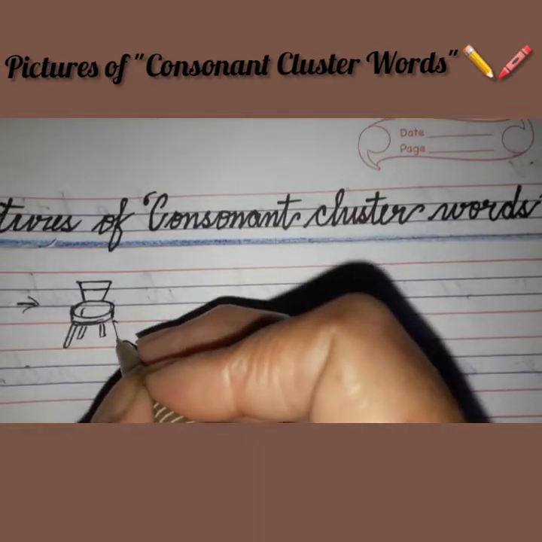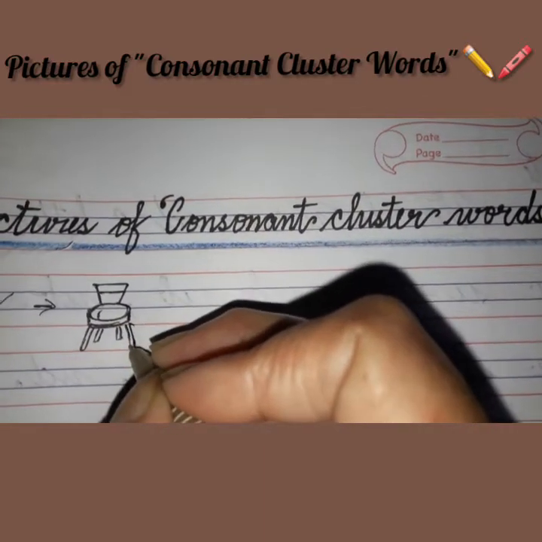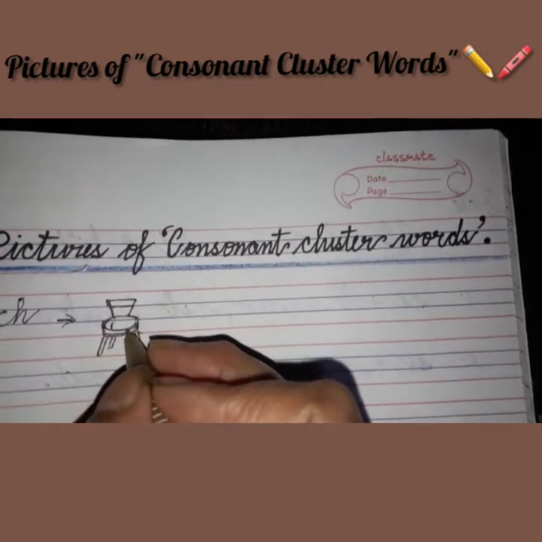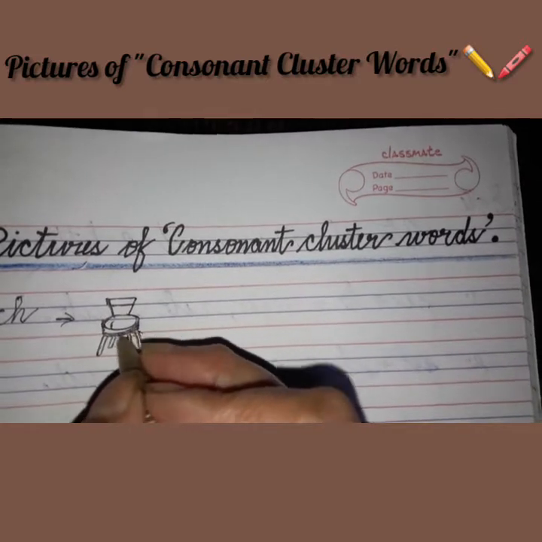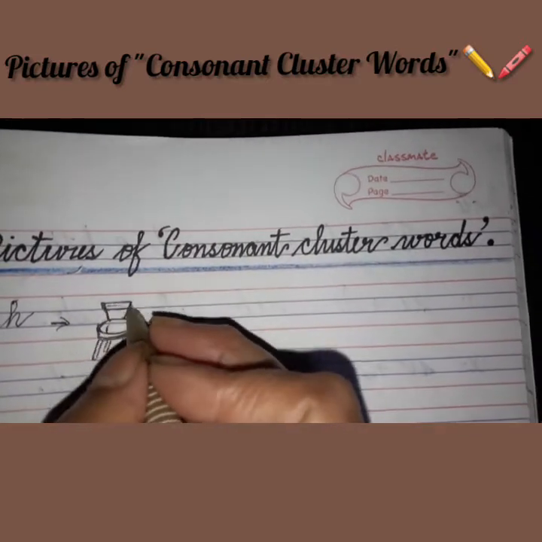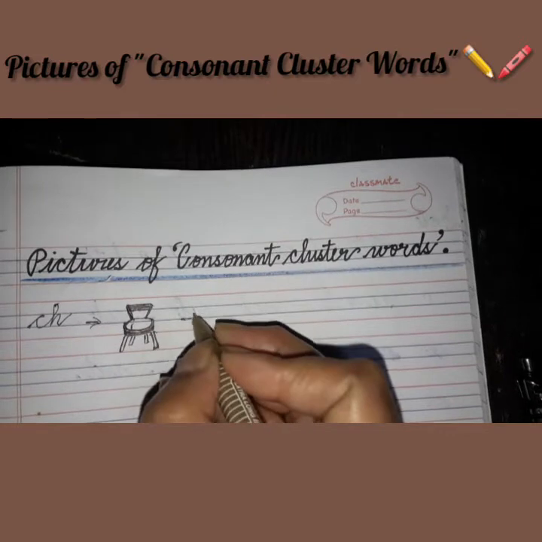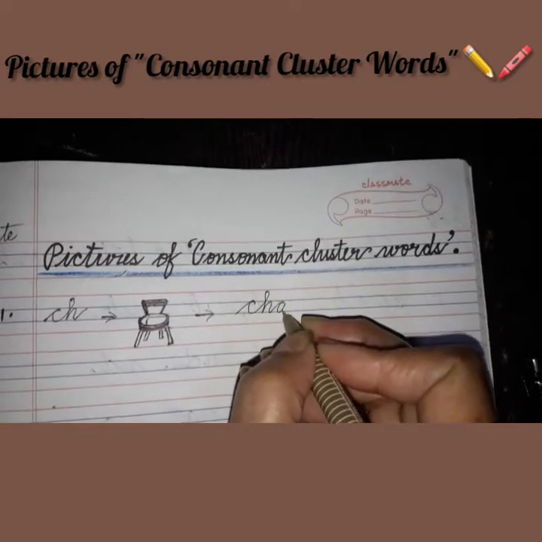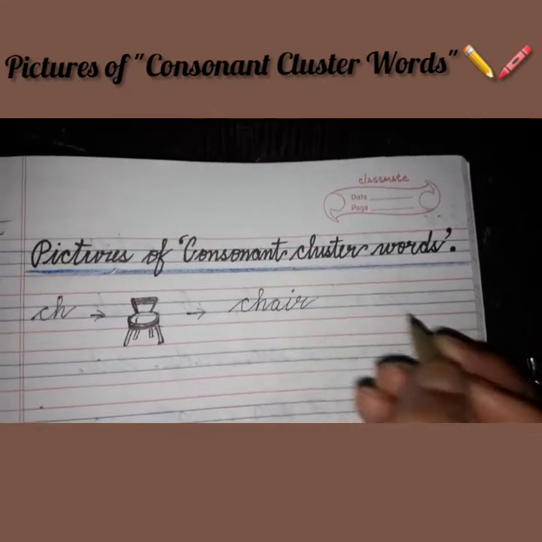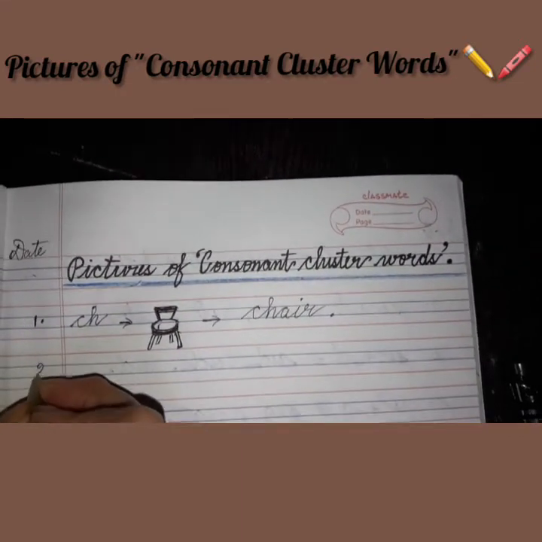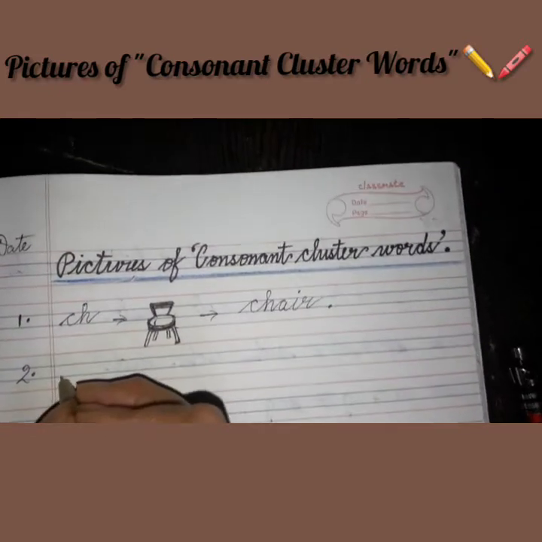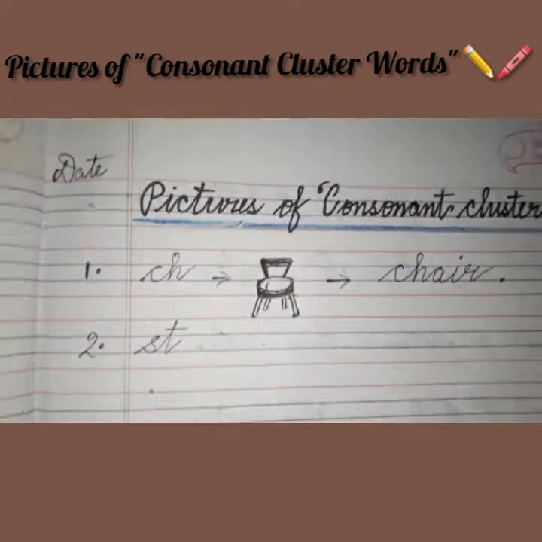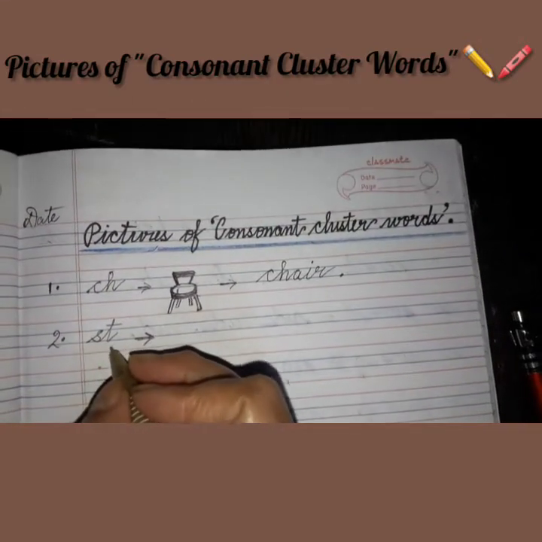And I'm making these legs with slanting lines. Okay? I will write the spelling of chair here. CHAIR, chair. Okay? Now write number 2. Write here ST, star. Both are consonant letters.